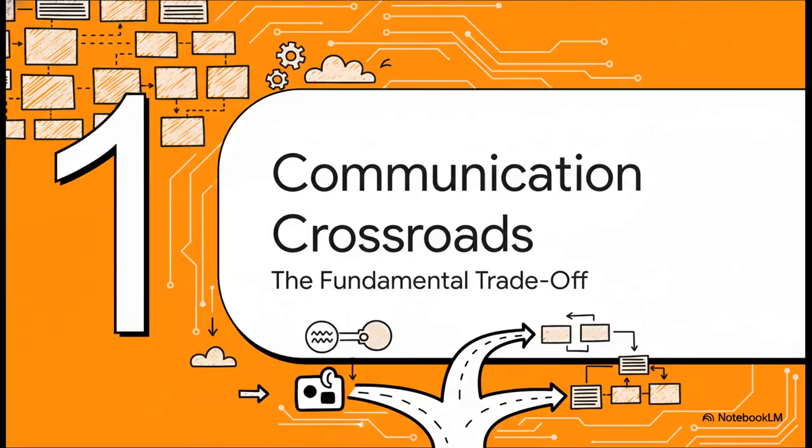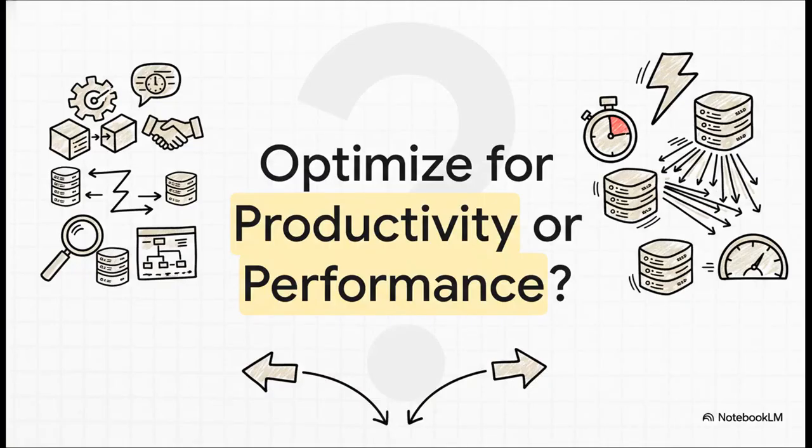All right, part one, the communication crossroads. The second you decide to break up a big application into these smaller microservices, you are immediately hit with a huge decision. How are these independent services actually going to coordinate with each other? And this gets right to the heart of it. What is more important for your project right at this moment?